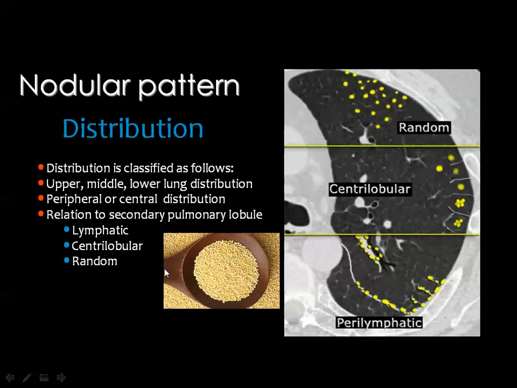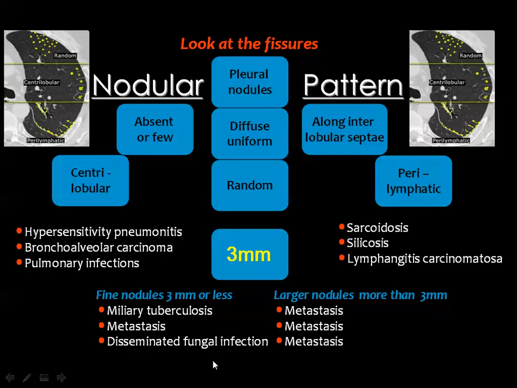And then the second pattern is known as the centrilobular pattern, where nodules are located inside the center or approximately at the center of the lobule. Then the random pattern, where the nodules are distributed haphazardly throughout the lung. Then this is the outline that we will follow in order to reach the differential diagnosis.